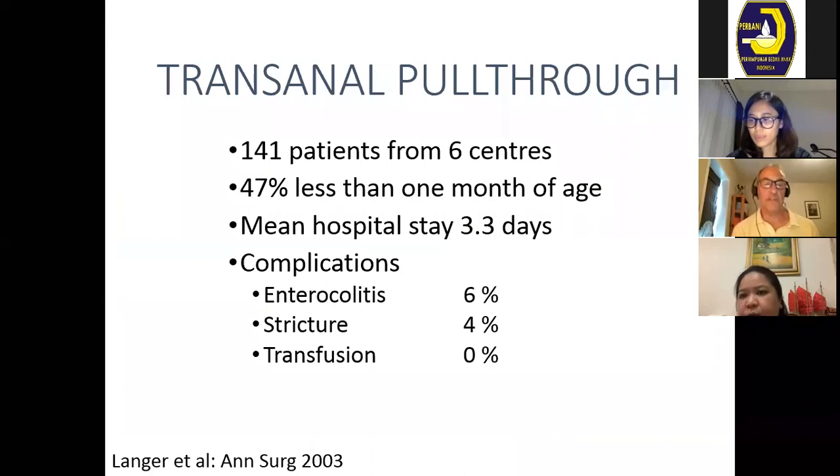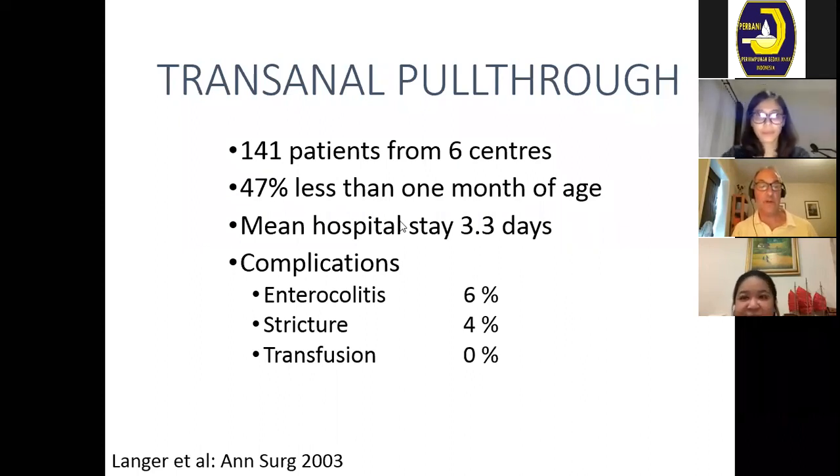We put 6 centers together. There was my experience and Louis de la Torre's experience. We published this together, and we included several other centers where we had taught the surgeons there to do this operation. So it was 141 patients. Half of them were less than 1 month of age at the time of their pull-through.